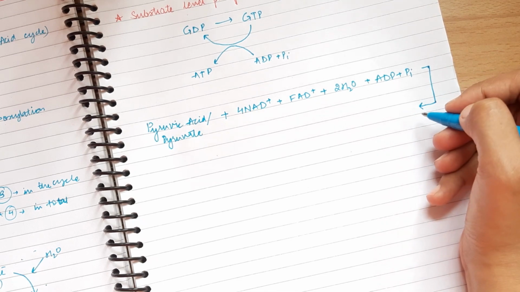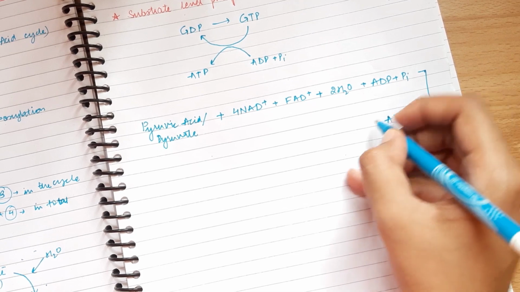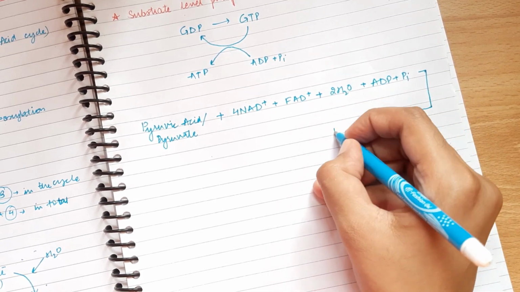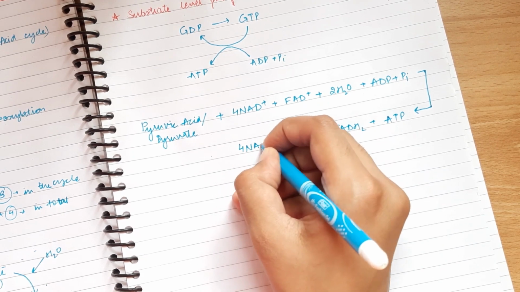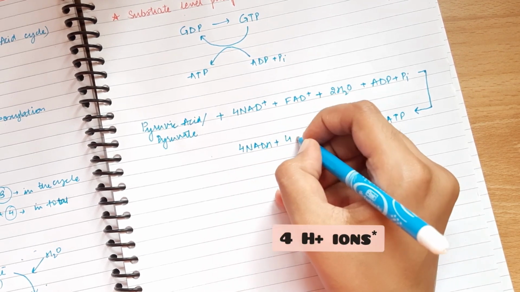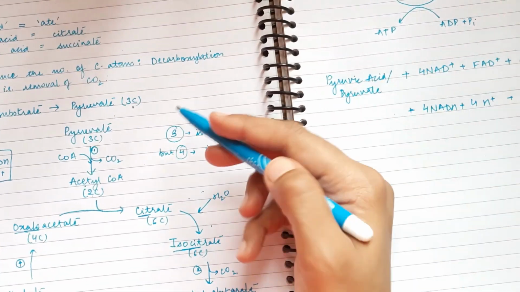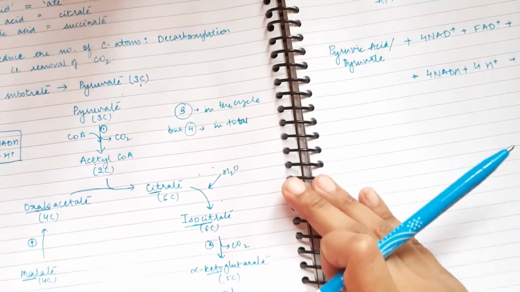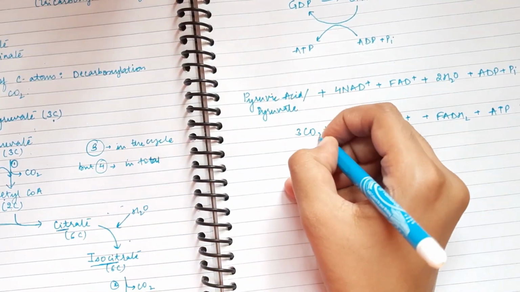Then this was the reactant part. Now the product part. So we get 1 ATP molecule, 1 FADH2 molecule, 4 molecules of NADH, and 4 molecules of H+. Also, in this cycle, at 3 places decarboxylation took place. So we also get 3 CO2 molecules. So this is the final reaction.